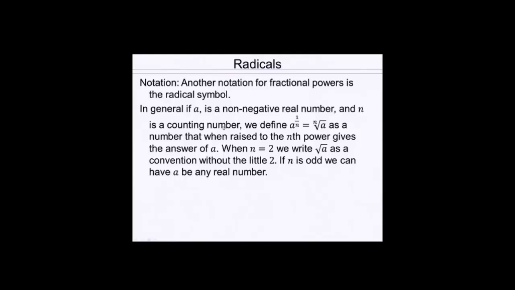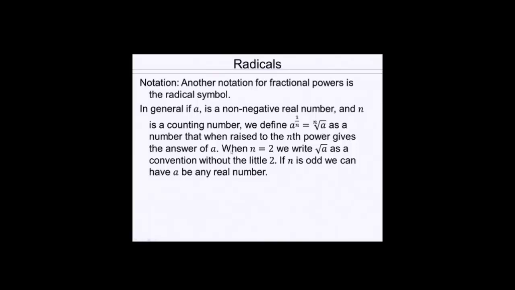Another notation we've seen is the radical for exponential powers. If a is a non-negative real number and n is a counting number, we define a to the power 1 over n equals the nth root of a, a number that when raised to the nth power gives you the answer a. So we're defining the nth root of a to be a number so that when you multiply this number n times, you end up with a.